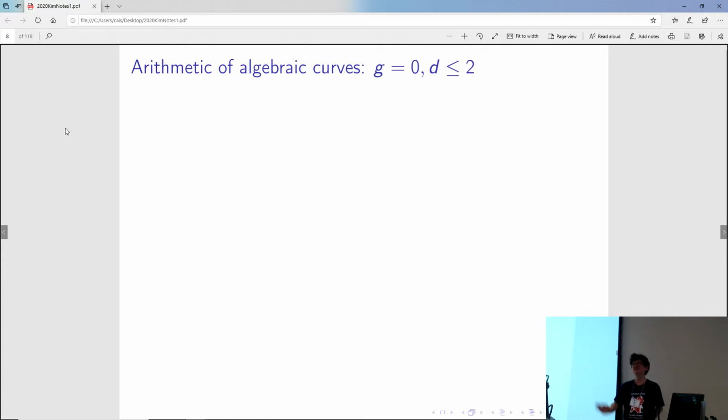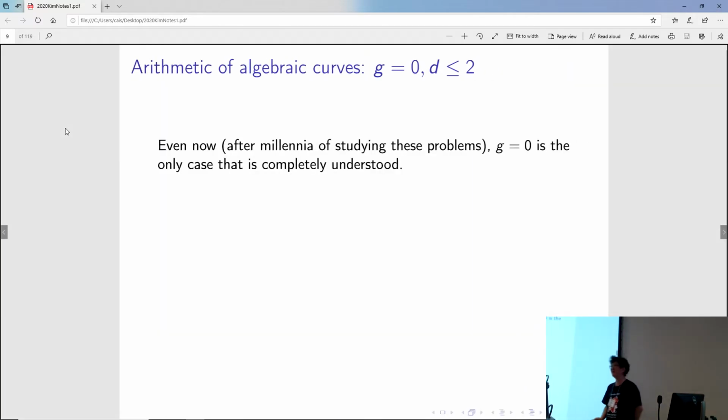Now, what I'll do is remind you very briefly how the problems have been analyzed thus far in these three cases, genus 0, 1, and higher genus, starting with the genus 0 case. The first thing to remark, which I'm always quite embarrassed to say, but it's actually true, is that even after millennia of studying these problems, genus 0 is the only case that's completely understood. Degree 1 is kind of trivial, but the degree 2 case is non-trivial already, and that's the only case where we completely understand the Diophantine properties and have a satisfactory theory.